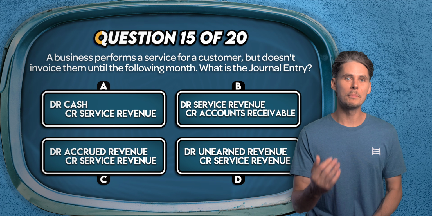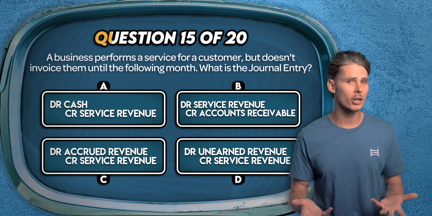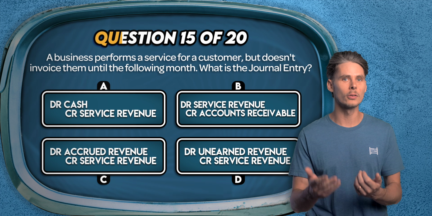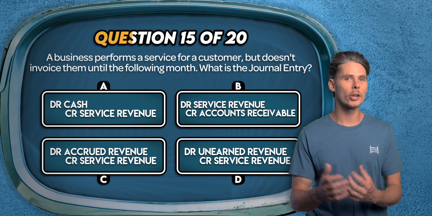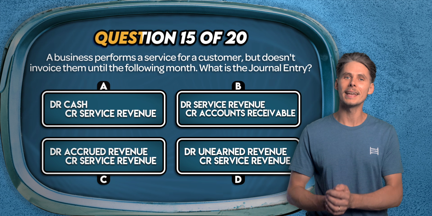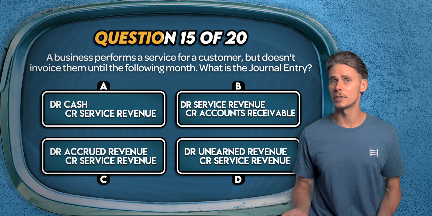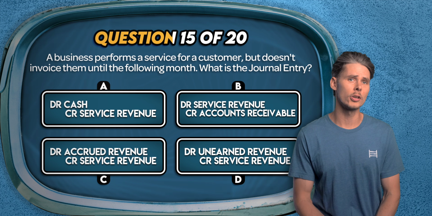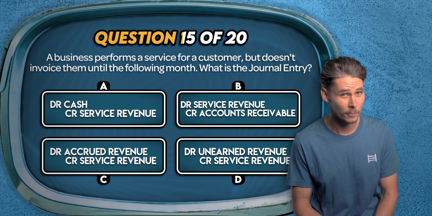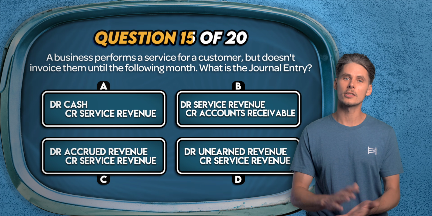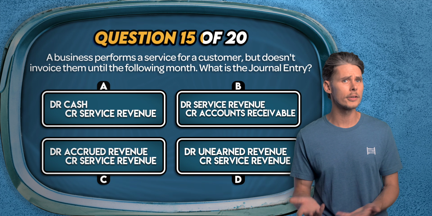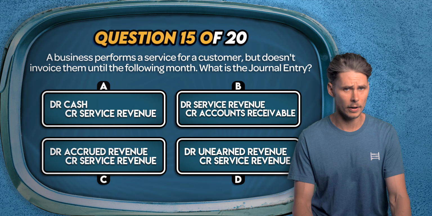Question 15. A business performs a service for a customer but doesn't invoice them until the following month. What journal entry should be posted on the day the service is provided? Is it debit cash credit service revenue, debit service revenue credit accounts receivable, debit accrued revenue credit service revenue, or debit unearned revenue credit service revenue?